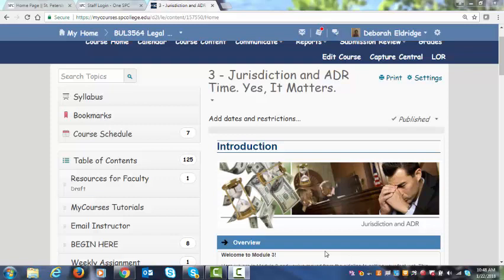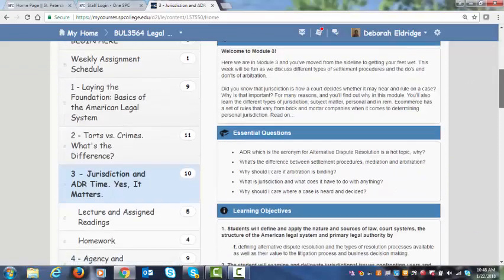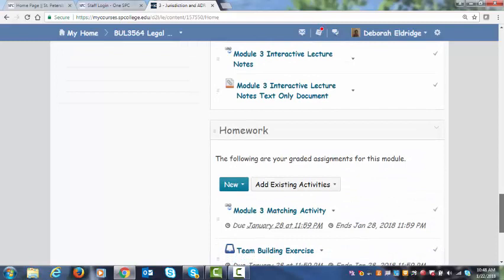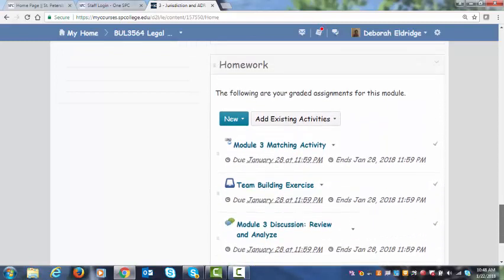Now, this week we're going to be talking about jurisdiction, ADR, and when we talk about ADR, we're really talking about alternative dispute resolution formats, so different ways to resolve a dispute without having to go to trial. But before we get to that, I just want to scan down very quickly to the submodule homework folder and just take a look at the things that you have due this week, because you have several items due this week.